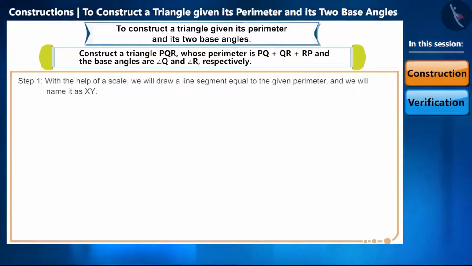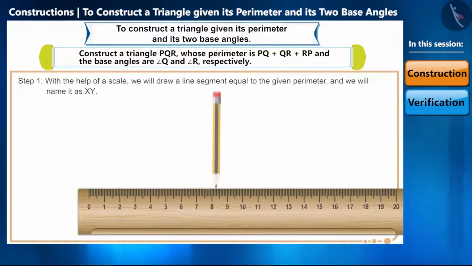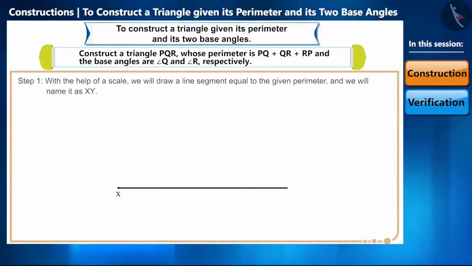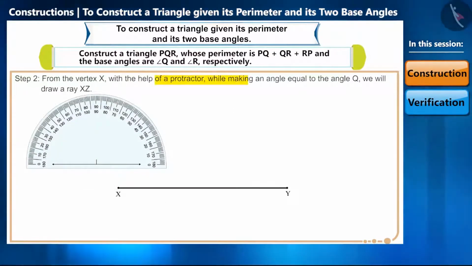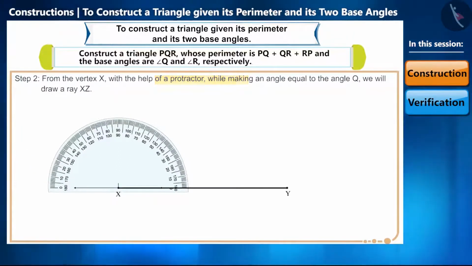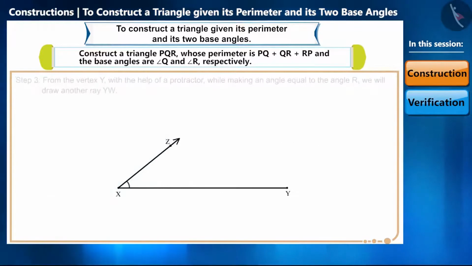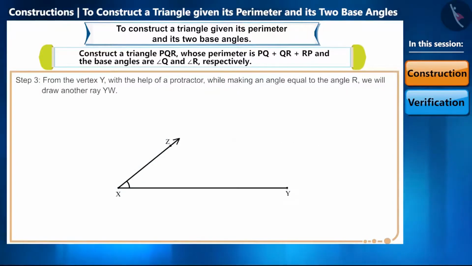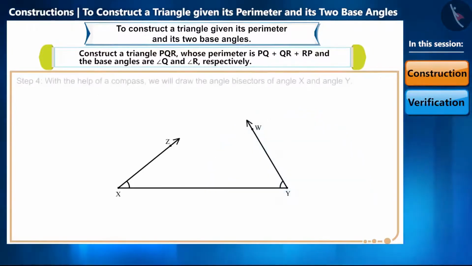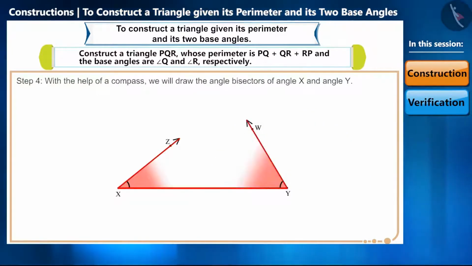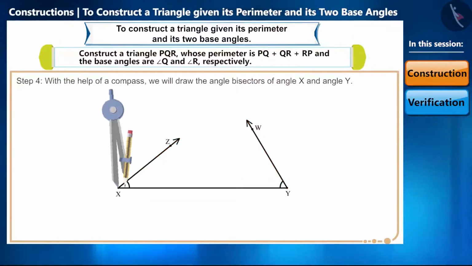Step 1. First of all, with the help of a scale, we will draw a line segment equal to the given perimeter and we will name it as XY. Here, PQ plus QR plus RP is equal to XY. Step 2. Now, from the vertex X, with the help of a protractor, while making an angle equal to the angle Q, we will draw a ray XZ. Step 3. Similarly, from the vertex Y, with the help of a protractor, while making an angle equal to the angle R, we will draw another ray YW. Step 4. Now, with the help of a compass, we will draw the angle bisectors of angle X and angle Y.